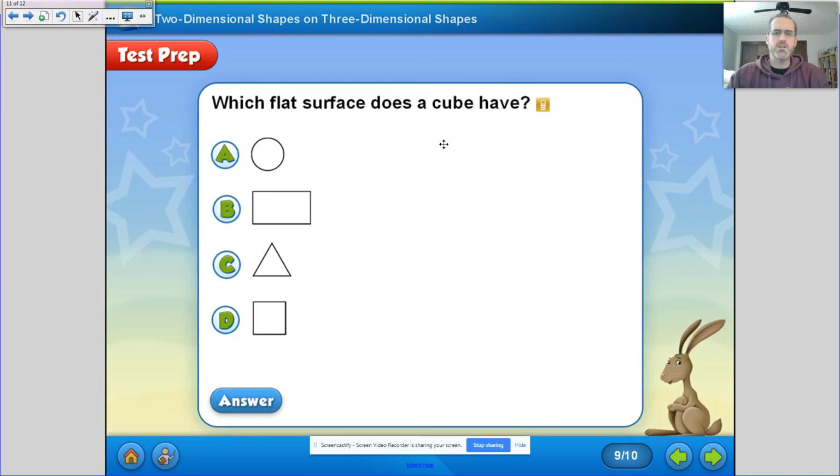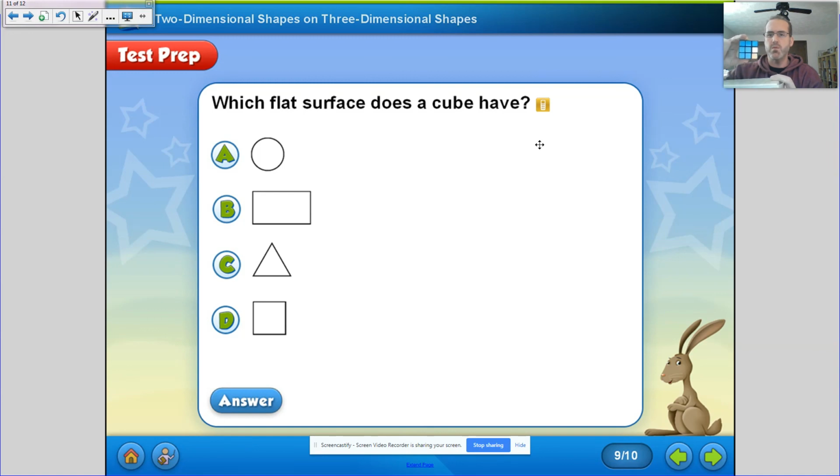Which flat surface does a cube have? Well, let's look. I've got a cube right here. This is a Rubik's Cube, right? It's made up of lots of cubes, but it's also a cube. So if I look at this cube, what if I put it on a flat surface? If I put this down on a flat surface, it's not rolling over. This is a flat surface, I know. What shape is that?